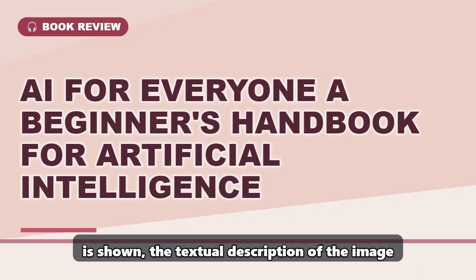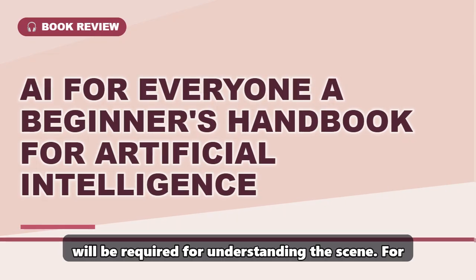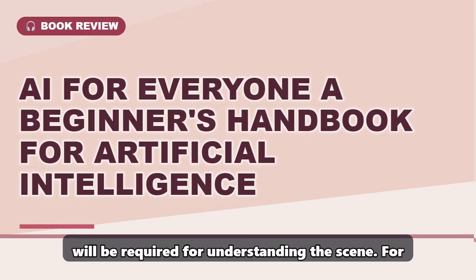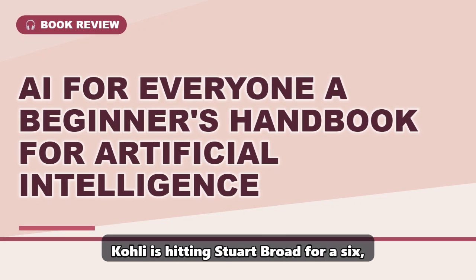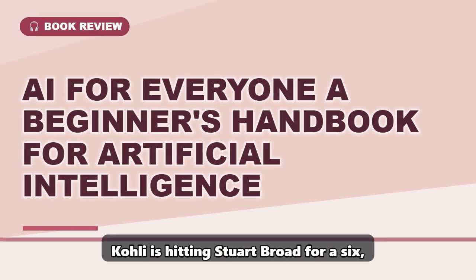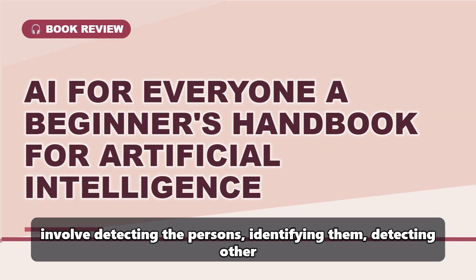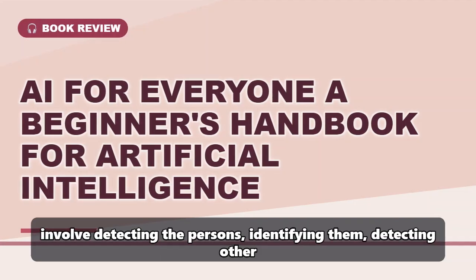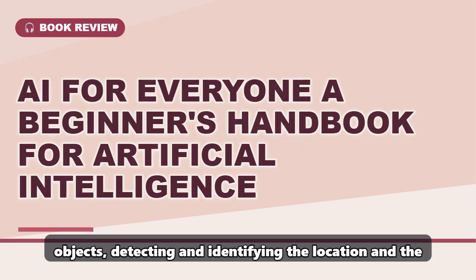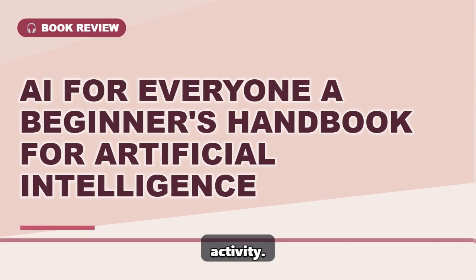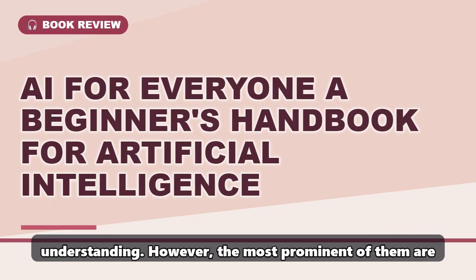Essentially, if a picture is shown, the textual description of the image will be required for understanding the scene. For example, there may be a scene where Virat Kohli is hitting Stuart Broad for a 6-over long on. As you see, this will involve detecting the persons, identifying them, detecting other objects, detecting and identifying the location and the activity. There are a lot of applications of scene understanding.